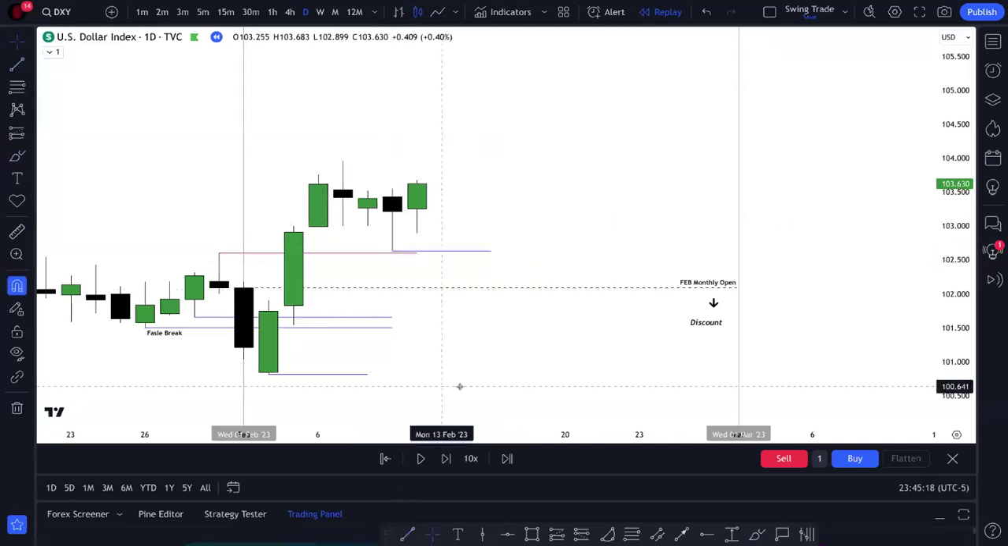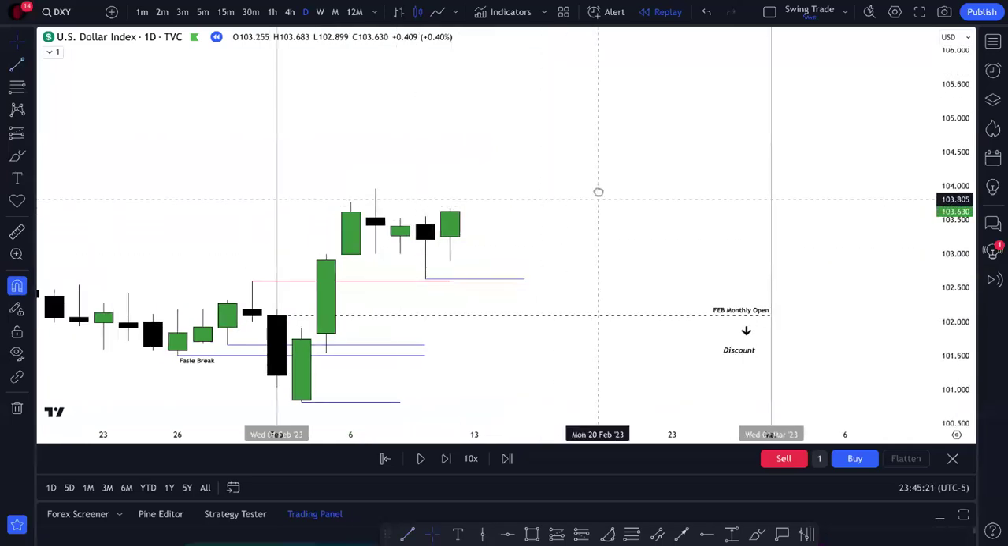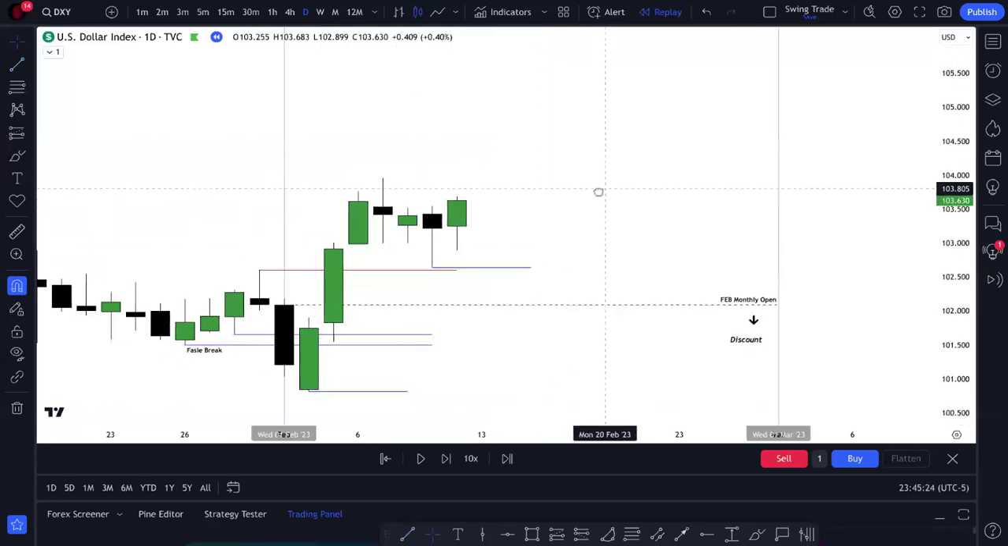That's a higher swing low. At this point, I now have more confidence to buy dollar. Boom. There you go. There goes the confidence right there. I'm more confident to buy dollar and strongly say we're in a bullish trend.